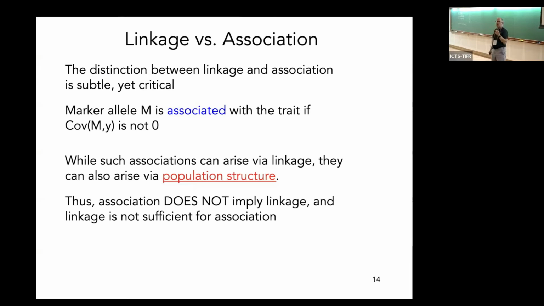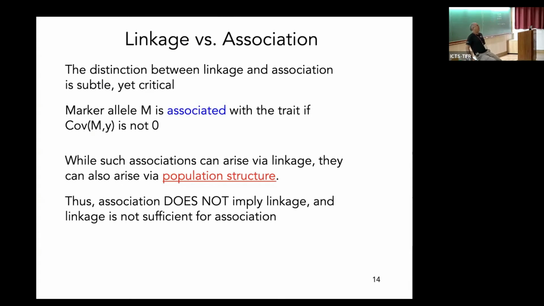The problem is a modern GWAS, because its sample size is so large, has incredible power. And as Spider-Man's uncle said, with great power comes great responsibility. GWASs have enormous power, and so subtle features can give you massive signals. And one subtle feature people were aware of early on is that association does not imply linkage.